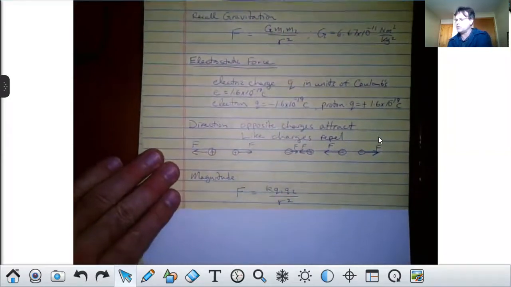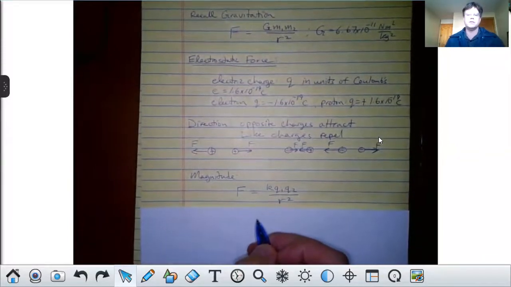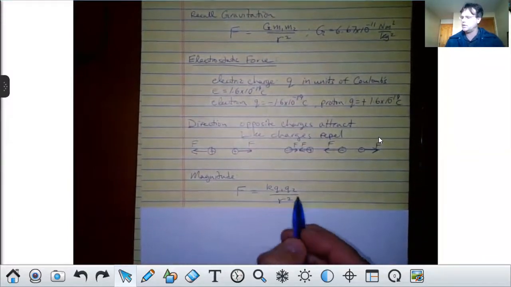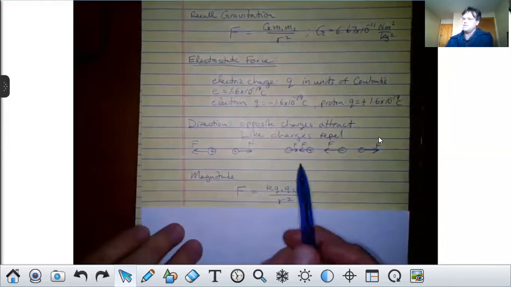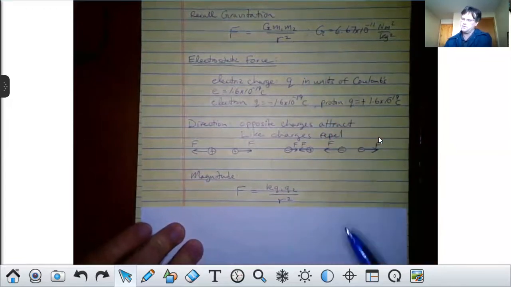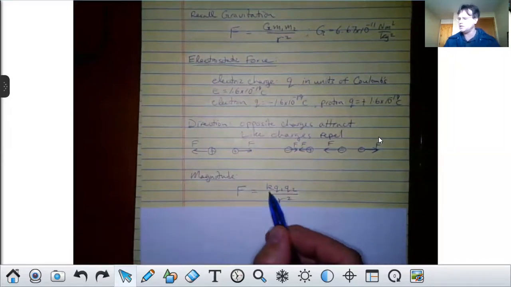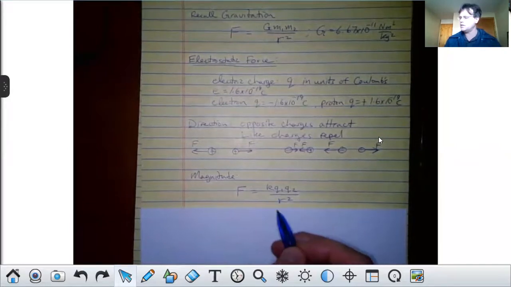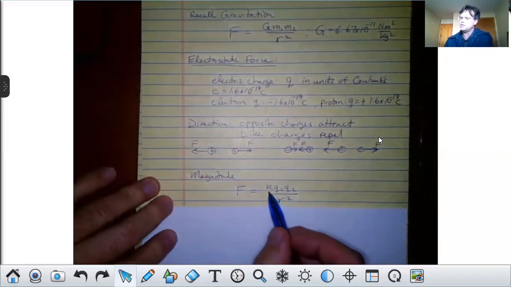The magnitude gives me the number of the force in newtons between these two charges, Q1 and Q2. If you look at it, it looks very similar to Newton's law of universal gravitation. I just have charges instead of masses, and I have another constant, K, a different proportionality constant. But it is an inverse square law, just like we talked about for gravitation. All right, so what is this K?